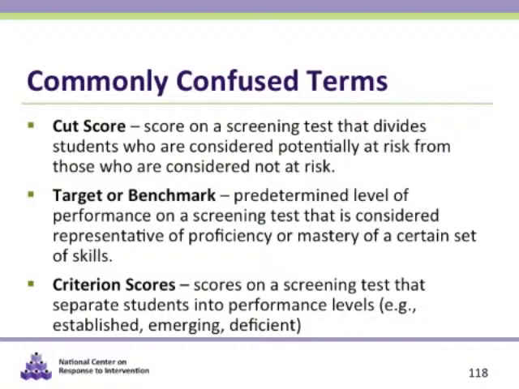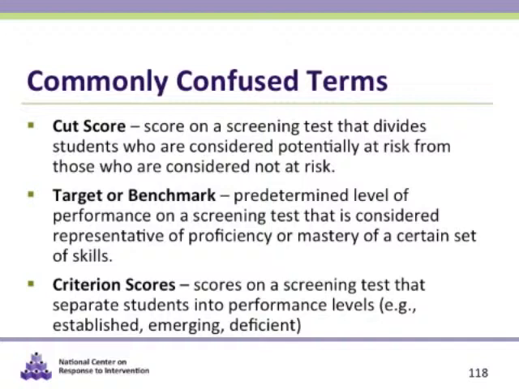A cut score, which we've heard before, is a score on a screening test that divides students who are considered potentially at risk from those who are considered not at risk, often associated with the classification accuracy that we saw on our screening tools. We also have what's called a target or benchmark, and this is a predetermined level of performance on a screening test that is considered representative of proficiency or mastery of a certain set of skills. So remember, cut score separates risk from at risk, where target or benchmark is separating those who've mastered and not mastered.